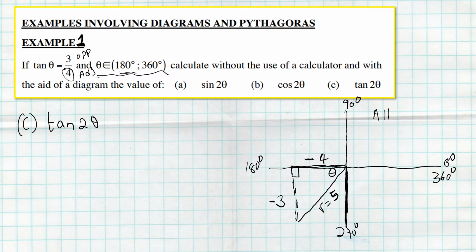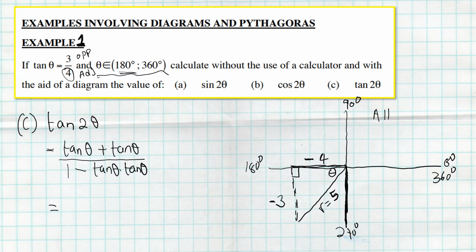Okay, so now you have tan 2 theta. So it's just going to be what? It's just going to be tan theta plus tan theta, divided by 1 minus tan theta times tan theta. So that's the compound angle formula for tan, right? So know it.